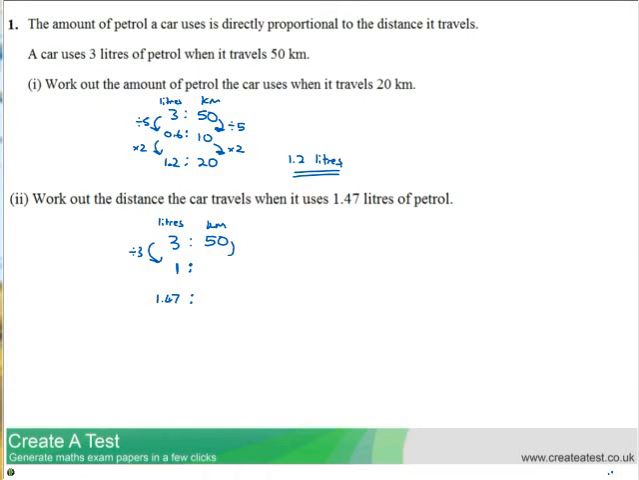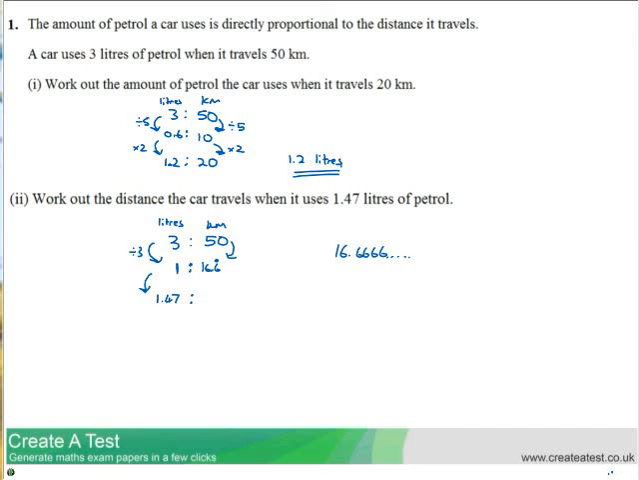If I'm going to do the same to the distance then, I divide 50 by 3, and I can type this into my calculator to give me 16.6 recurring, and that little dot there means recurring for those that have not seen it before. But if you want to write 16.6666 instead, that's fine. Okay, so now I've got to go from 1 to 1.47.